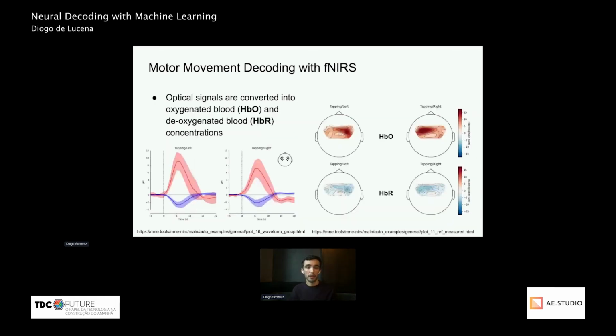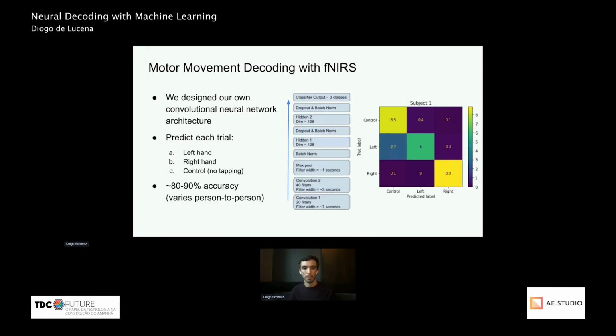And here's an example of how that would look in the brain. So here it's showing oxygenated and deoxygenated blood in different parts of the brain for different activities. So when they're tapping their left fingers, we see a lot of blood going to the right side of the brain, and when they are tapping their right fingers, we see a lot of blood in the left side of the brain, which is what you would expect with the way that the brain is connected to the fingers, and that's what we're trying to classify.